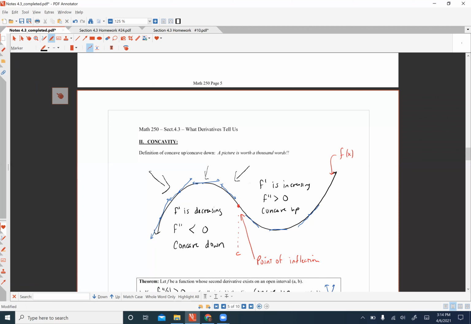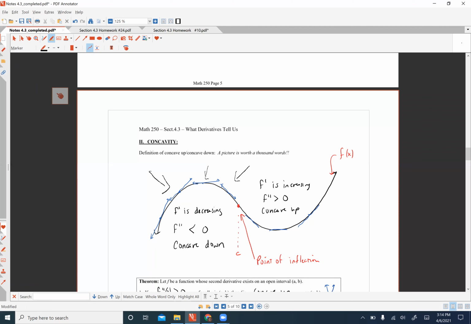Okay, so the slope of the slope is the second derivative, right? You're taking the derivative of the derivative. So when f prime is decreasing, that means the second derivative is negative, and the graph is concave down, and it's just the opposite.